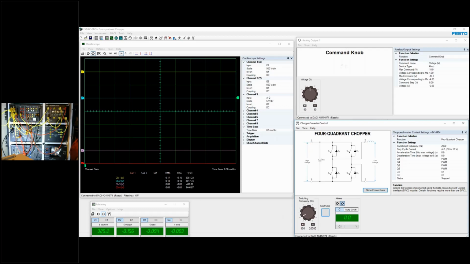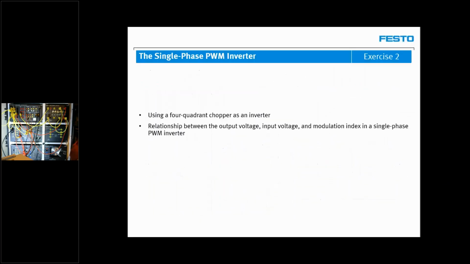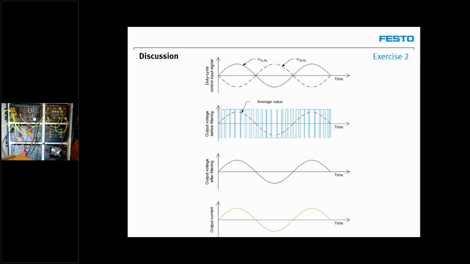So if we go back to our PowerPoint, we'll see that the next exercise is about generating basically a sinusoidal voltage at the output. How will we achieve that? Well, really simply, as you saw, I could have generated a semi-sinusoidal signal if I was controlling the knob properly.